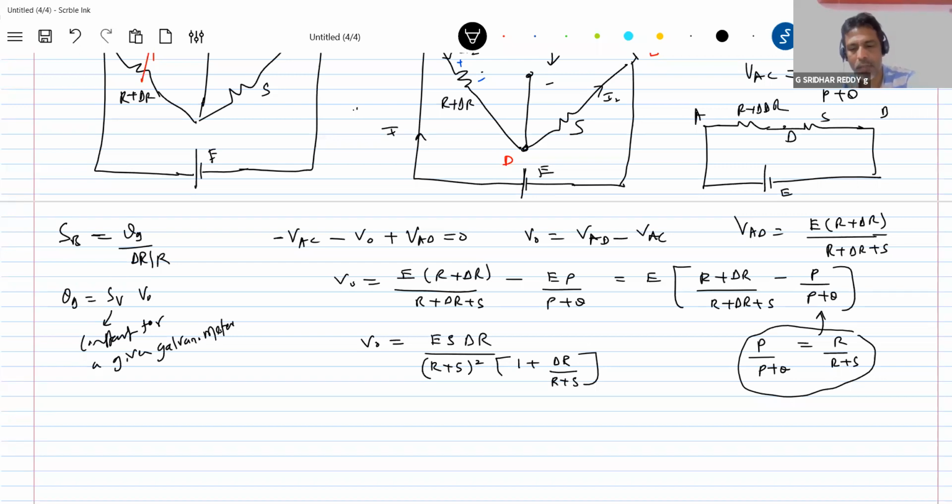There's one more thing you have to remember. Otherwise, sir, where have P and Q gone? You see, it's not available. I replaced P by P plus Q with this particular formula.